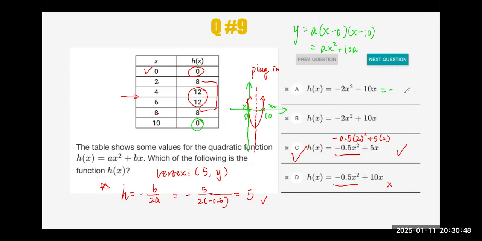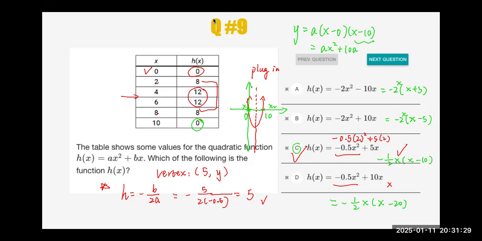So if I factor this one, I have -2x(x minus 5). Here I have -12x(x minus 20). Here I have -12x(x minus 10). If you compare, we want to have x minus 0, and here you want to have x minus 10, which gives you C as the right answer. Is this one making sense? So we have 3 different methods here, okay? Very cool.